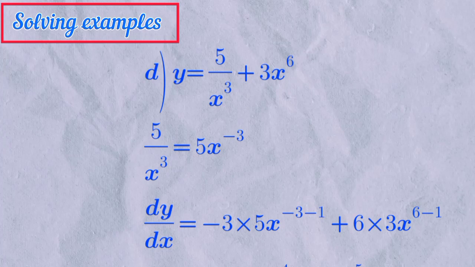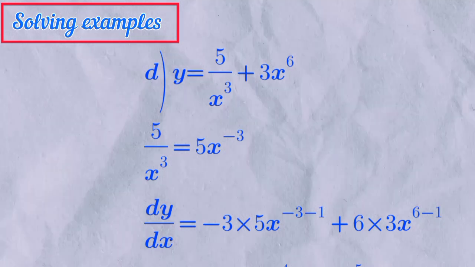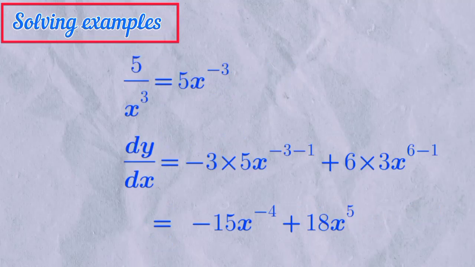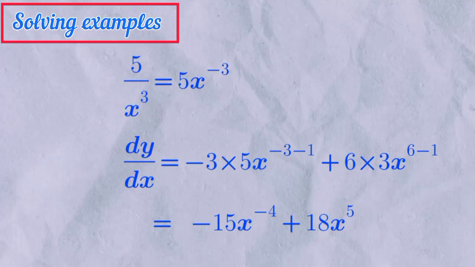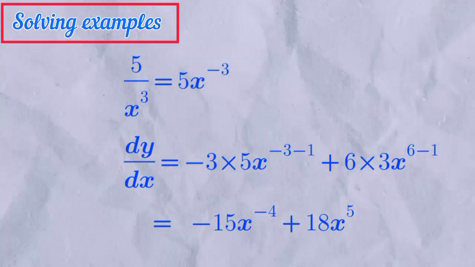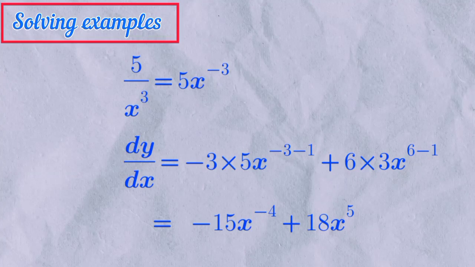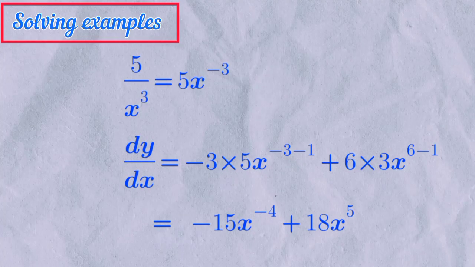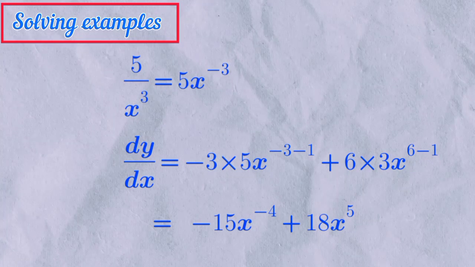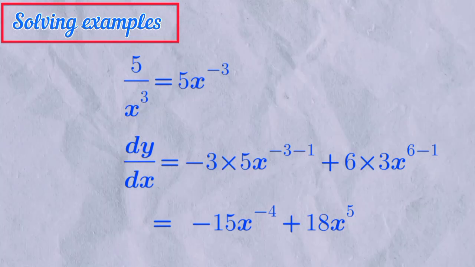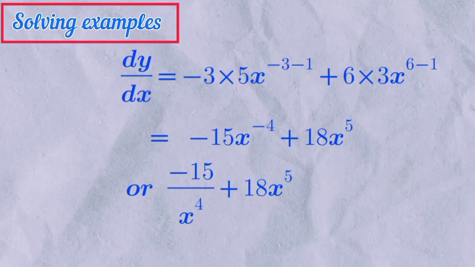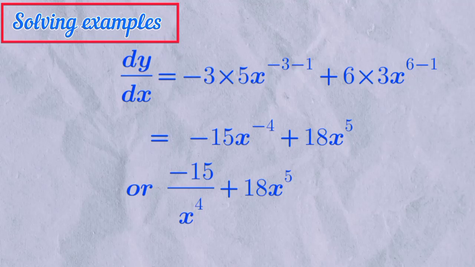So we have dy/dx equals minus 15x raised to the power of minus 4, then plus 18, which is 6 multiplied by 3, then x raised to the power of 5. So we can say our answer is equal to minus 15x raised to the power of minus 4 plus 18x raised to the power of 5. Now again, our minus 15x raised to the power of minus 4 can be written as a fraction: minus 15 over x raised to the power of 4, plus 18x raised to the power of 5.